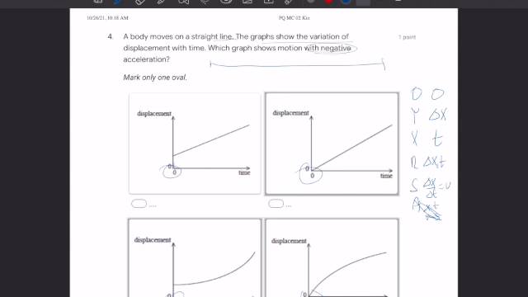All right, so the first thing is we want to try to look at the y-intercept. That gives us a clue. It says it's moving in a straight line. It doesn't tell us what its speed is in the beginning. So we can't use that.